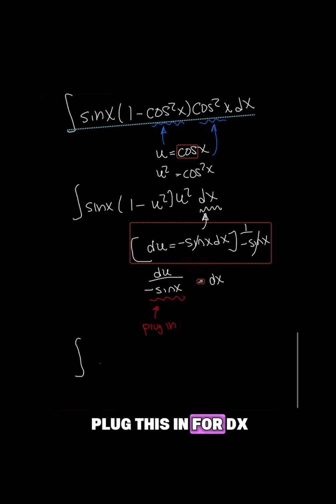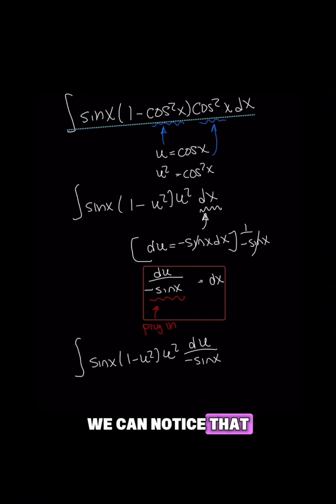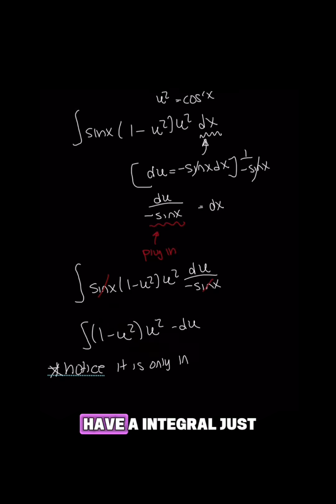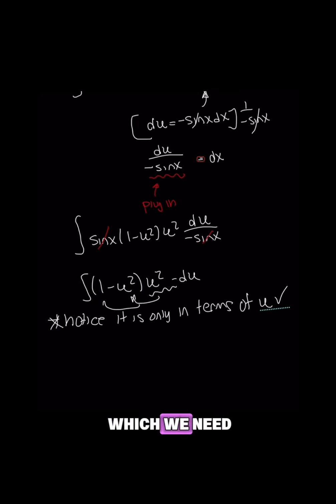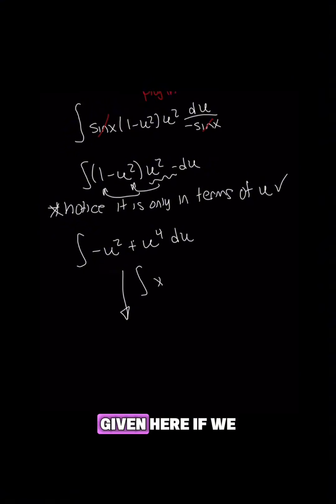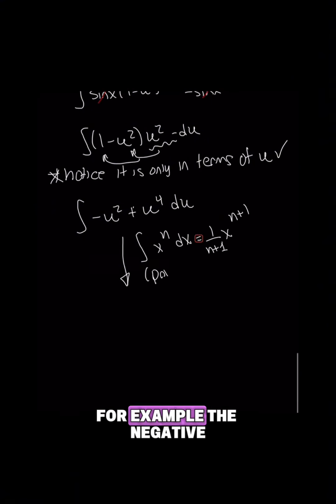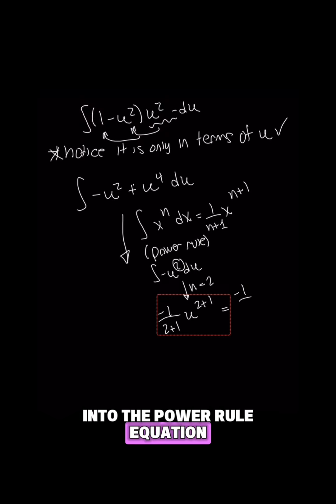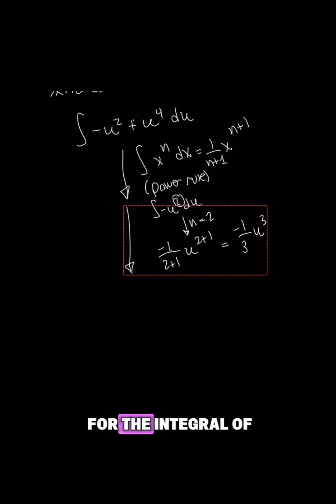So we can plug this in for dx, and when we do that, we can notice that the sine x that we peeled off actually cancels out. And so now we have an integral just in terms of u, which is what we need. Now we can just compute this integral directly using the power rule given here. If we isolate the term on the left, for example, the negative u squared du, n is going to be equal to 2. So we can plug n equals 2 into the power rule equation, and if we evaluate it, we get this for the integral of that term.